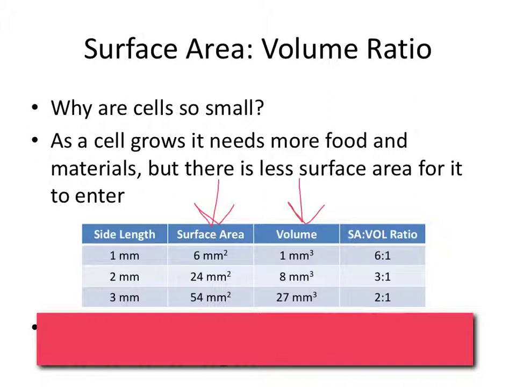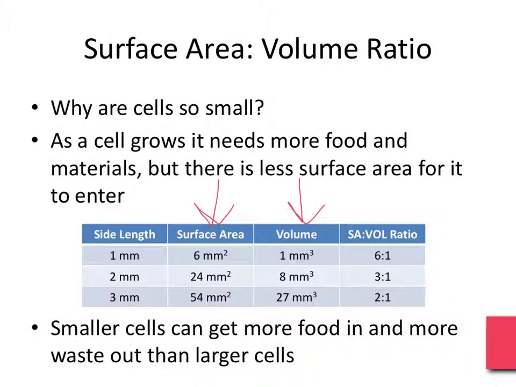So it all comes down to that surface area to volume ratio. It's something that's actually really important, even though it might be kind of hard to wrap your head around. So basically, a smaller cell can get more food in and get more waste out than a larger cell. So a larger cell wouldn't be able to feed itself, and its waste would just build up, which obviously is not a good thing either, so the cell would die.